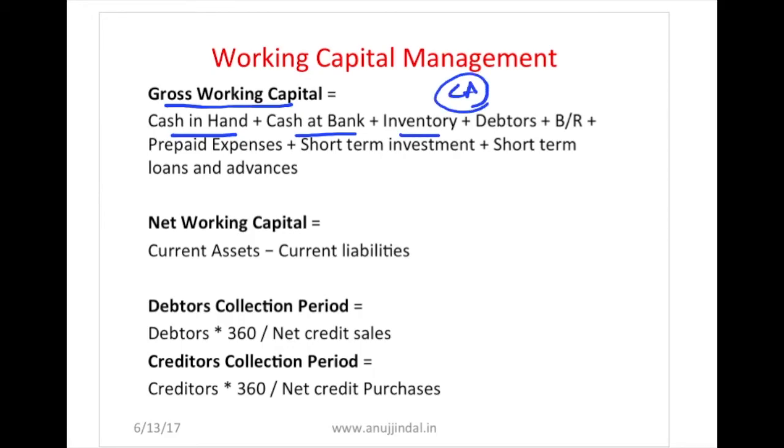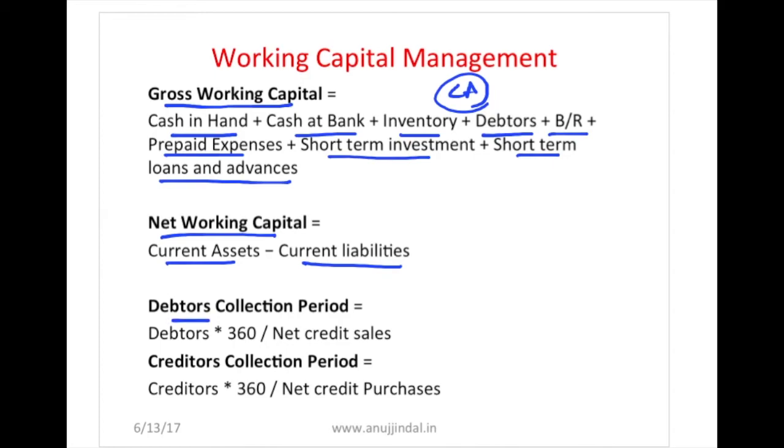So gross working capital is equal to current assets plus debtors plus bills receivable plus prepaid expenses plus short term investments plus short term loans and advances. So these are all current assets for an enterprise and therefore become part of gross working capital. Net working capital is current assets minus current liabilities.